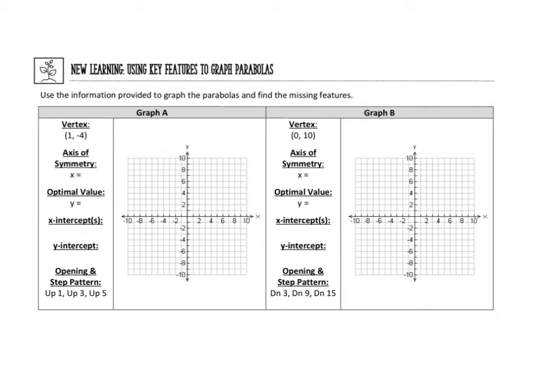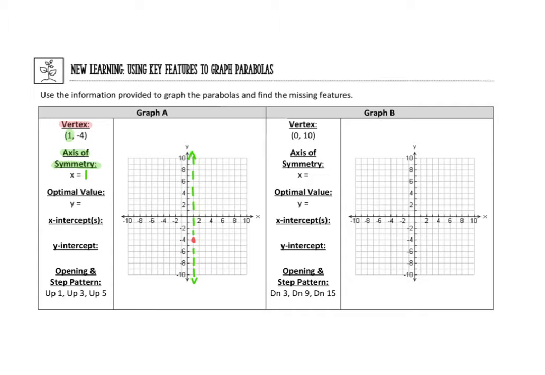Hi everyone, today we're going to use the key features of a parabola to graph it. If we begin on graph A, we have a vertex of (1, -4). We can plot this point by going over 1 and down 4. This will be our vertex. Our axis of symmetry will go through the vertex at x equals 1.